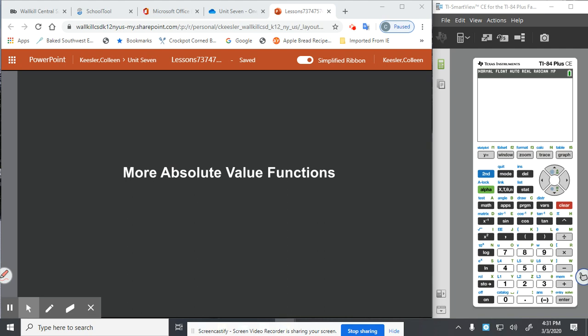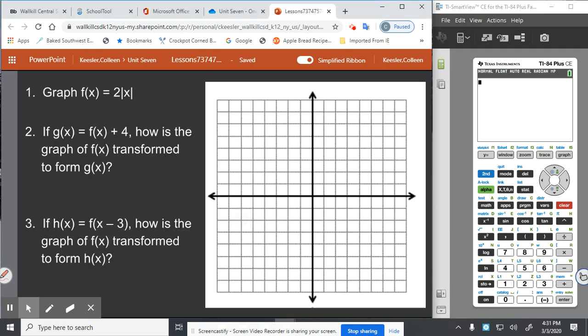Hi, algebra students. Today we're going to be looking at some more absolute value functions, starting with graphing f of x equals 2 absolute value x. From yesterday, you should have seen that you can do this without a calculator. So our vertex is at 0, 0, and our slope is up 2 over 1. And that's in both directions to form the V of the absolute value. We connect all the dots, put arrows on both ends to show that it would continue.